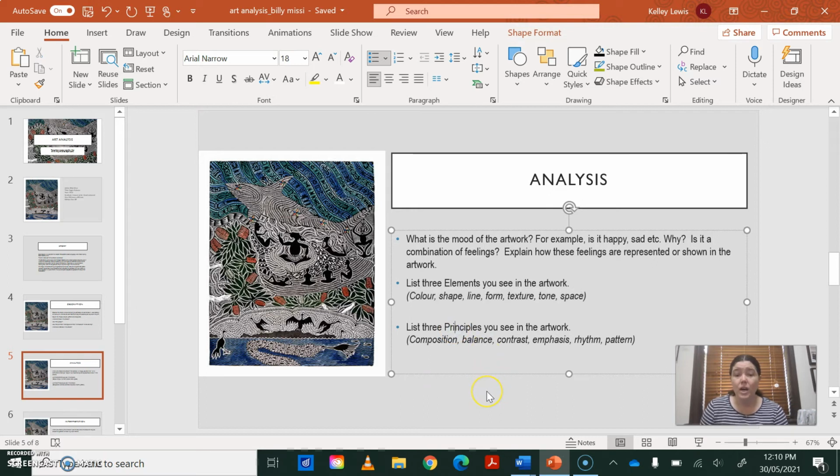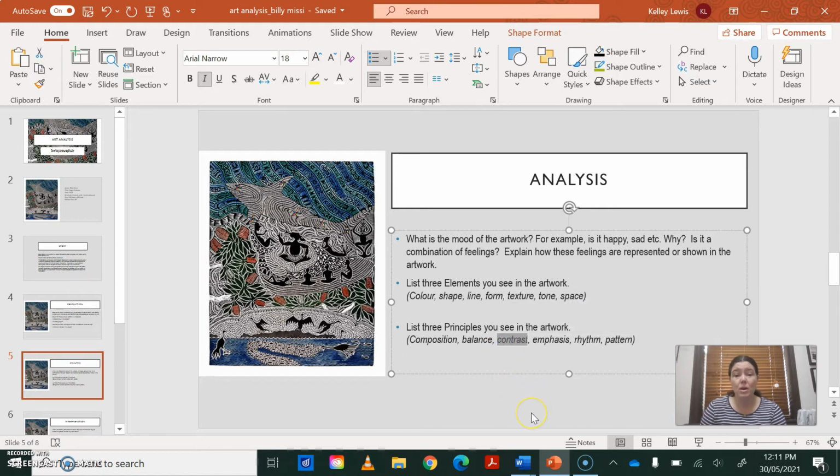The other part we've got are listing 3 principles you see in the work: composition, balance, contrast, emphasis, rhythm, or pattern. It definitely shows pattern. That's why we picked this work. It's part of the pattern and printmaking unit. There's lots of patterns throughout this particular work.